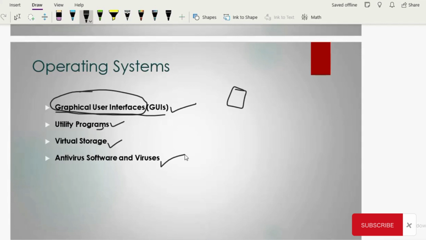Then there are antivirus software and viruses, which are also soft programs. Viruses are harmful programs which corrupt your data. So in order to avoid viruses, we install antivirus programs. Nowadays they are built into the operating systems, so they tell you that a file is harmful, don't download it, or that some outside factors are trying to access your system. So they generate alerts, and these are nowadays also part of your operating systems.